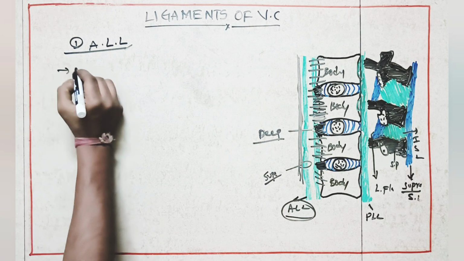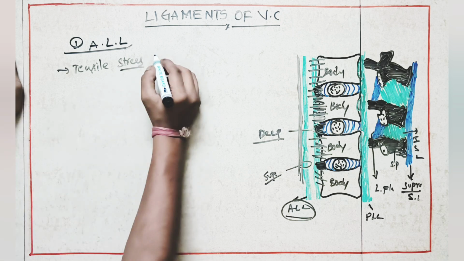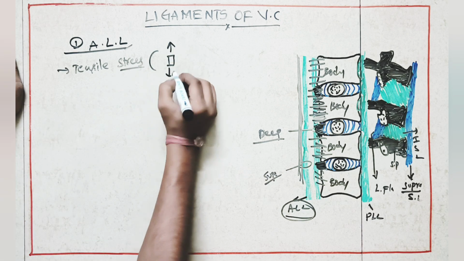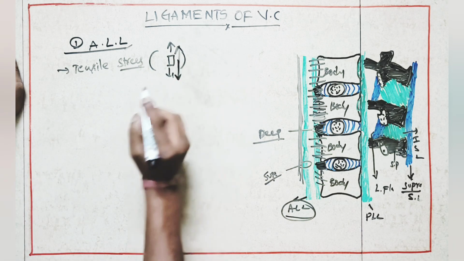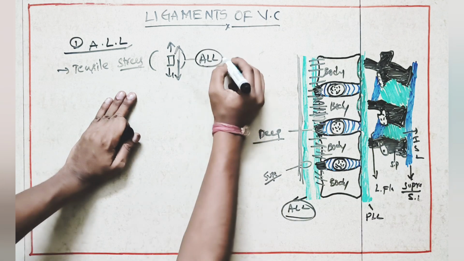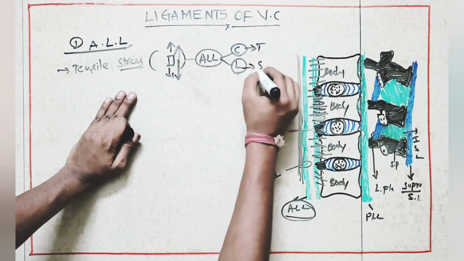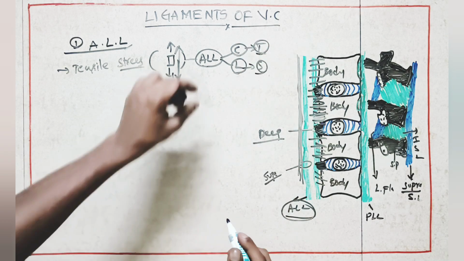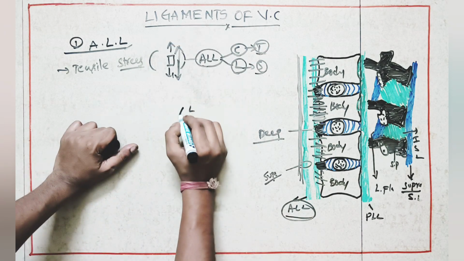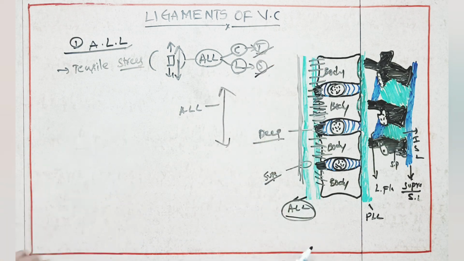Next point, tensile stress. We may not know what tensile stress means. If we take one object and apply distraction forces, how much the object can deform, that is tensile stress. The tensile stress of the anterior longitudinal ligament is more in the cervical and lumbar regions compared to the thoracic and sacral regions, so in the cervical and lumbar regions the ligament can stretch more.